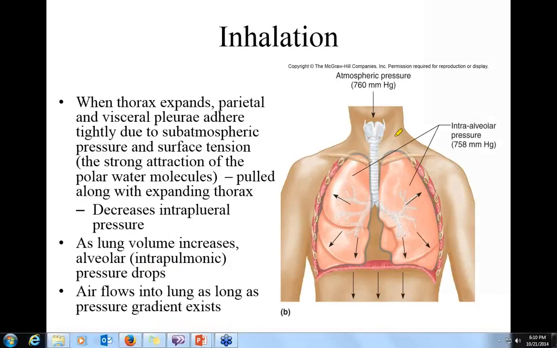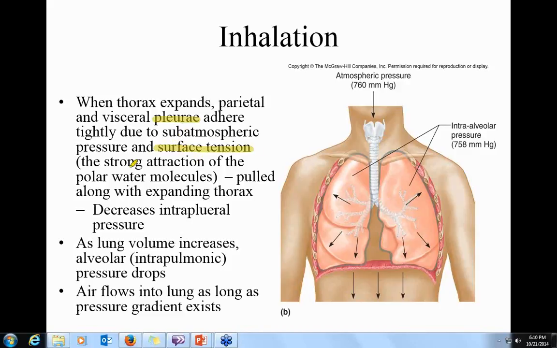So again, when the thorax expands, you have to overcome something called surface tension. Remember, your lungs are covered in pleura, serous pleura, so parietal and visceral pleura. These are the serous membranes that cover the lungs. And so they have to overcome that. And they have to overcome surface tension.